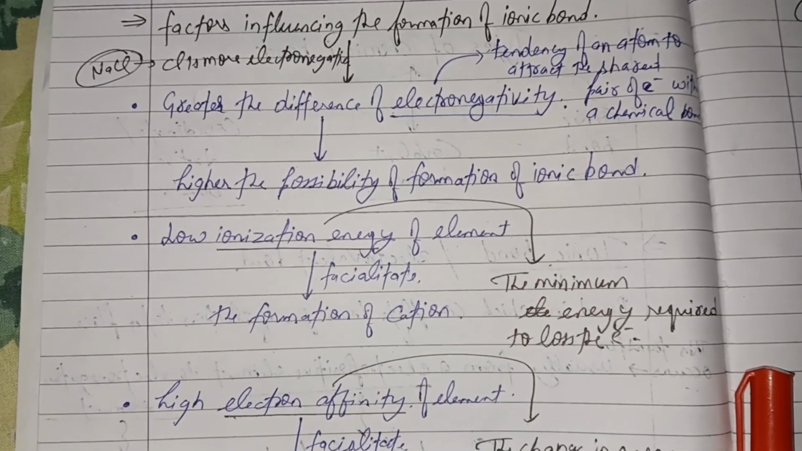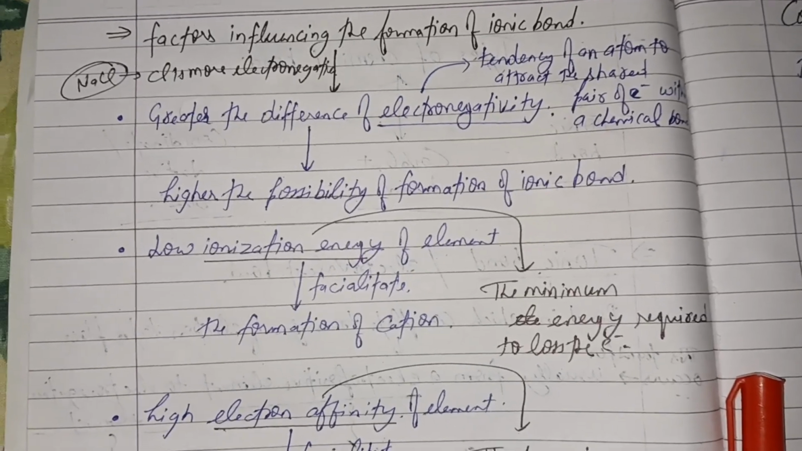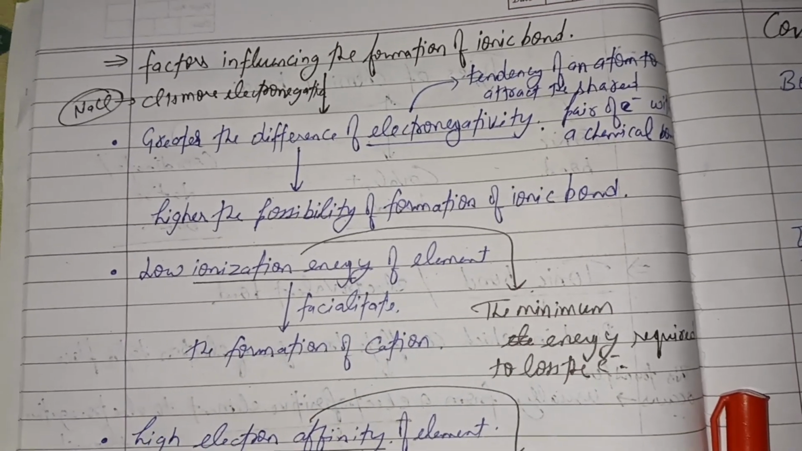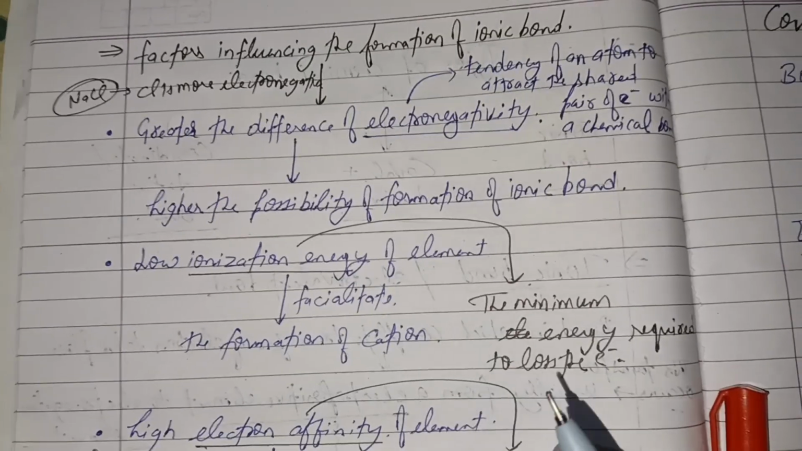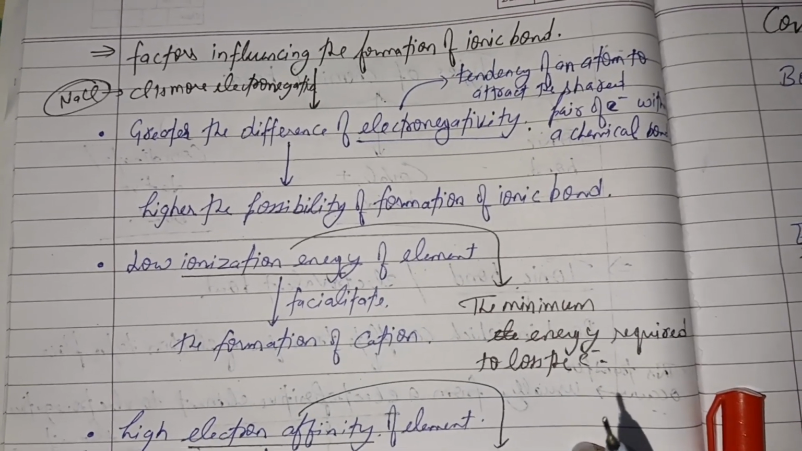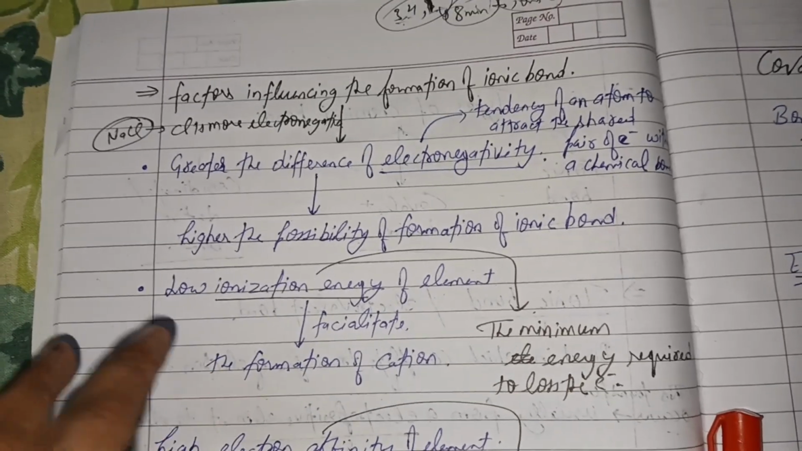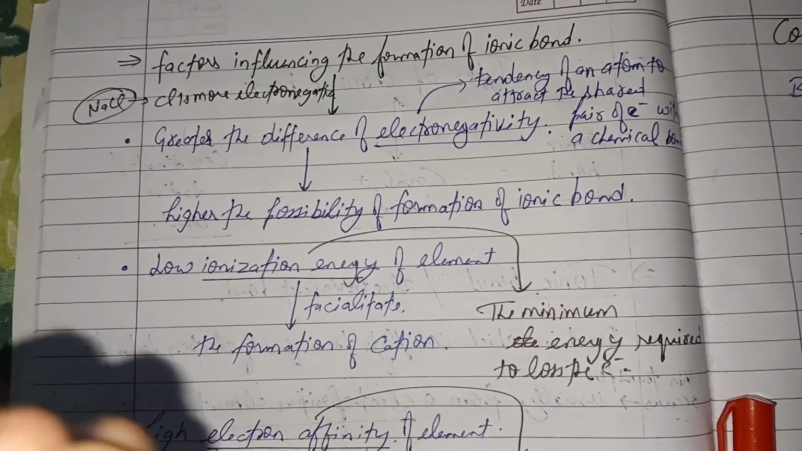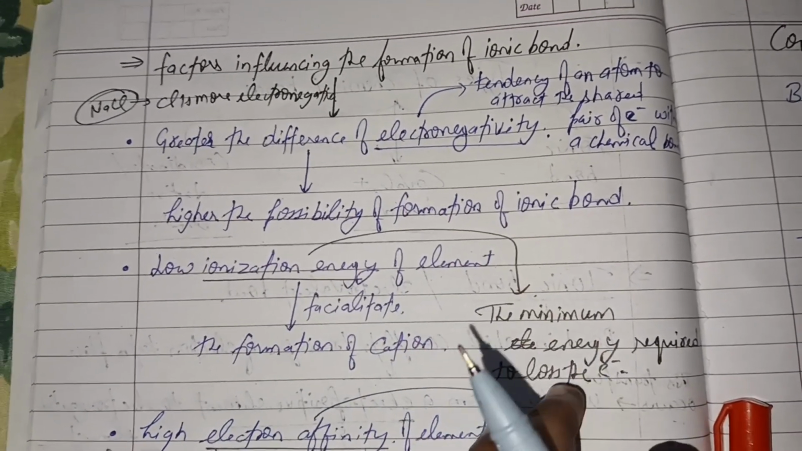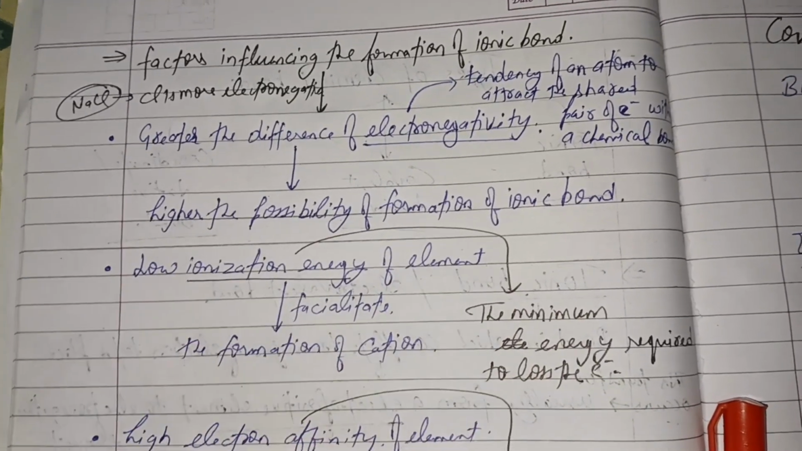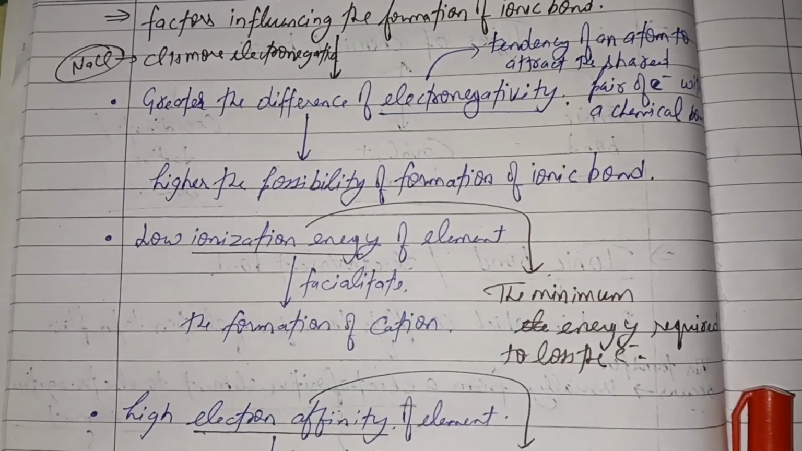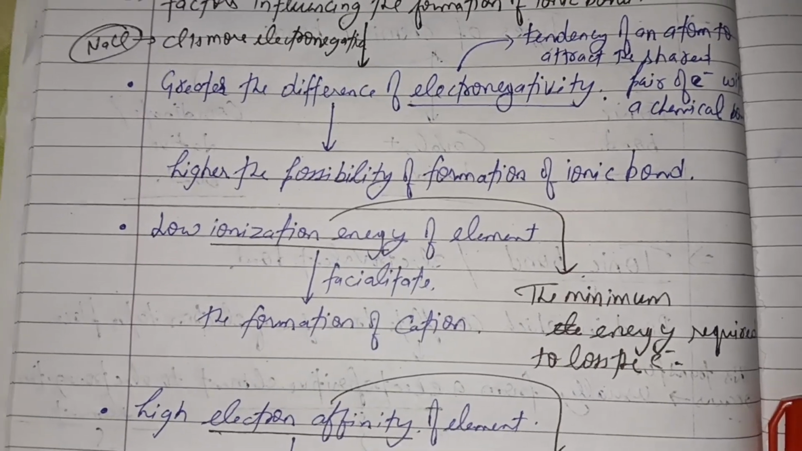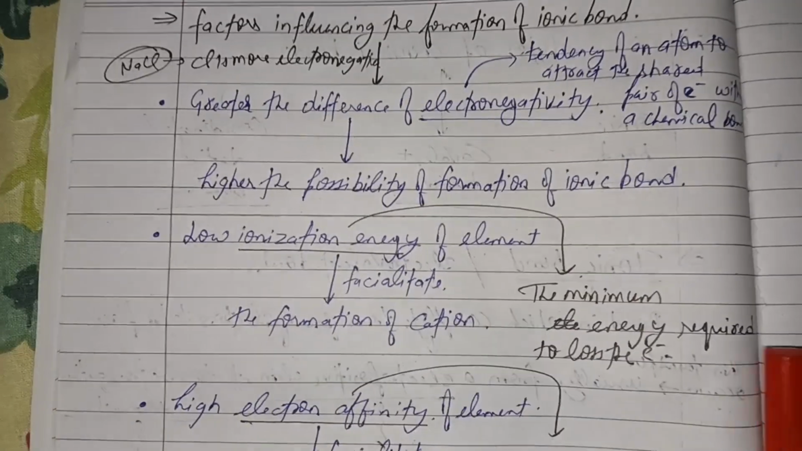So if there are two elements and one element is more electronegative than the other, then the more electronegative element will try to get the electron of the other element. When that more electronegative atom takes the electron from it, ions form, and then the ionic bond forms. So if the electronegativity difference is large, the possibility of formation of an ionic bond will be higher.